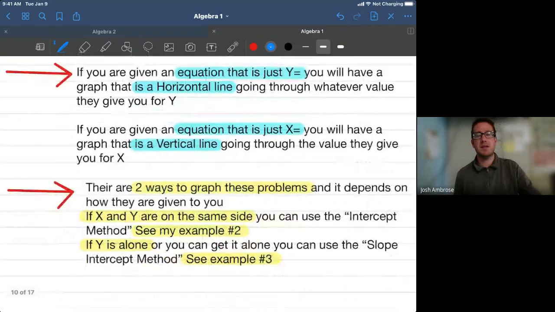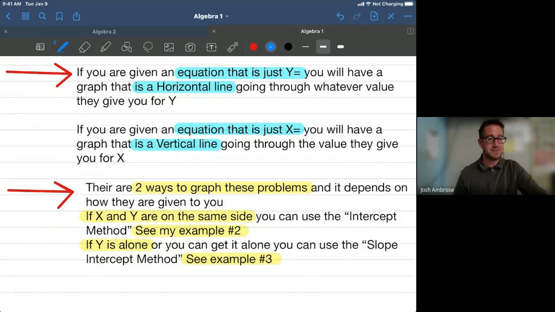All right, second part. If you're given an equation and all that it says is y equals, that's it, then this is going to make a horizontal line. Again, I'm trying to highlight the big important parts, but some of you want the thorough stuff, so read it all, okay? Next part, if you get an equation that just says x equals, what do we do here? Well, it's going to make a vertical line, okay? That's important for you to know and understand, especially if they're saying, hey, graph this.